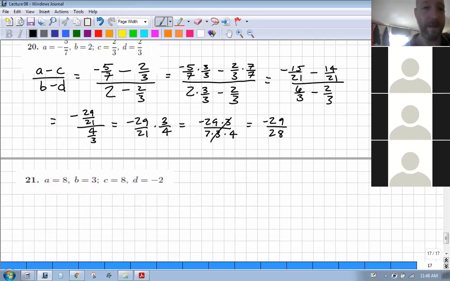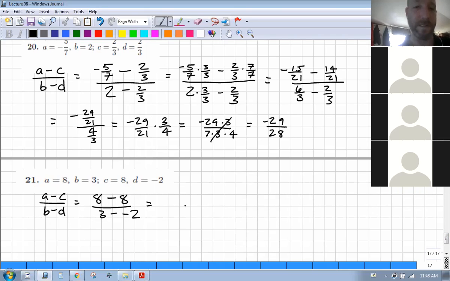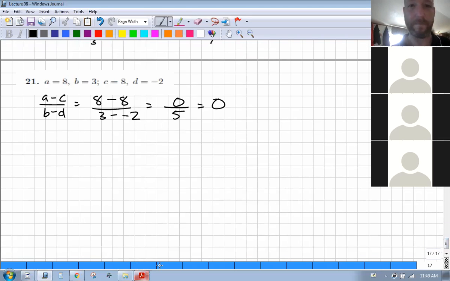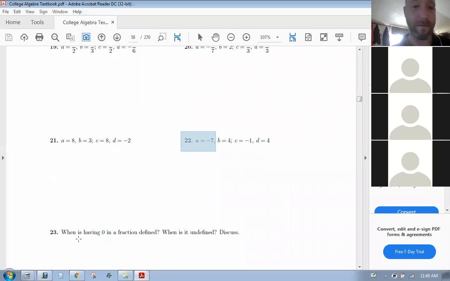All right. A minus C over B minus D. A is 8, minus sign C is 8. B is 3, minus sign D is -2. That is 0. 3 minus -2 is 5. 0 divided by 5 is 0. All right, 5 goes into 0 zero times.